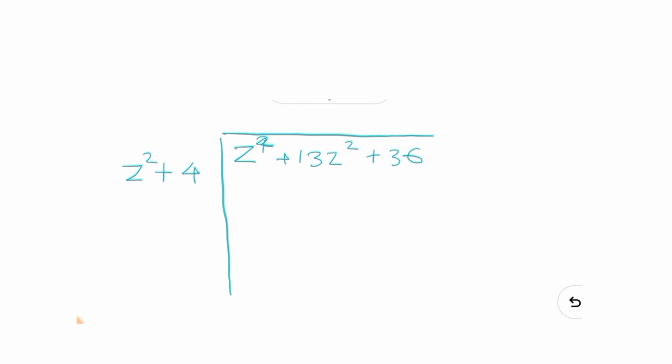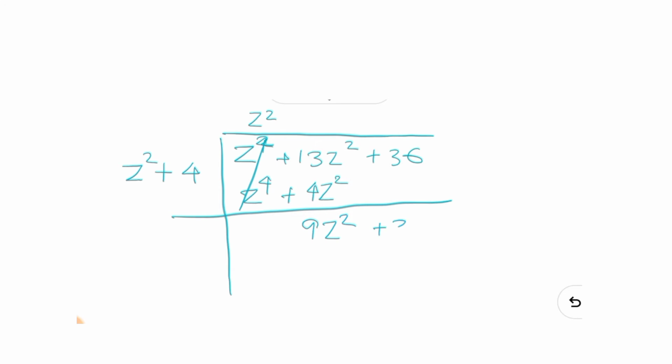Sorry, this is z raised to 4. And when we make the division, the first term is z square, z raised to 4 plus, so when you multiply z square into z square, z raised to 4. Now z square multiplied by plus 4 is 4z squared, and when we subtract we get 9z squared plus 36.